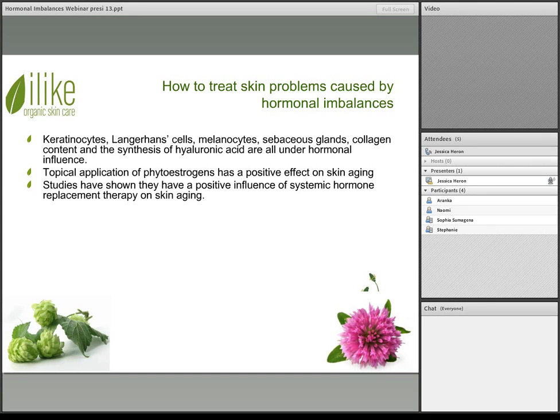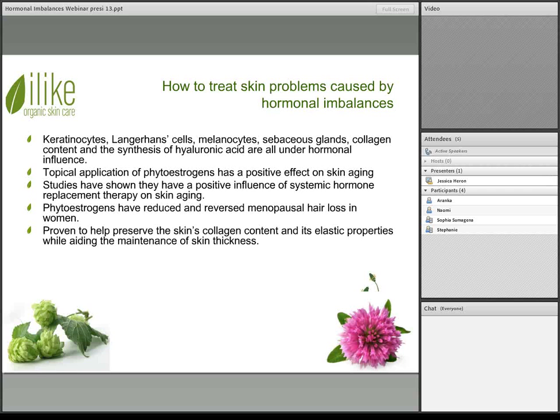Studies have shown a positive influence of systemic hormone replacement therapy on skin aging. So it's talking about how it can help with internal systemic hormone therapy as well. Phytoestrogens have also reduced and reversed menopausal hair loss in women, and have also been positively effective for unwanted hair growth in those unwanted areas as well. It's also proven to help preserve the skin's collagen content and its elastic properties while aiding the maintenance of skin thickness. So it's going to have a positive effect on wrinkles and fine lines, and also loose and sagging skin.